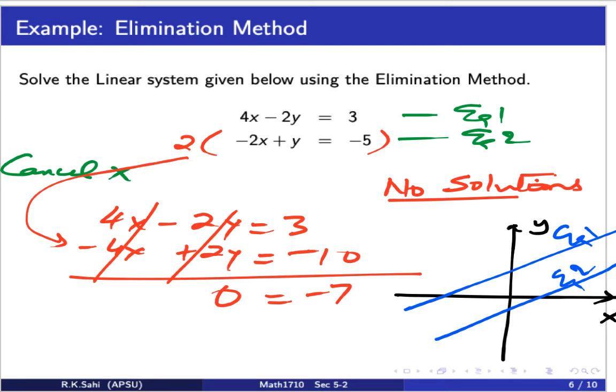Once again, it doesn't matter what kind of method we are using to solve it, substitution or elimination. In both scenarios, you would be getting only three possible solutions for a linear system. Once again, I'm talking about linear systems: a unique solution, no solution, or infinite solutions.